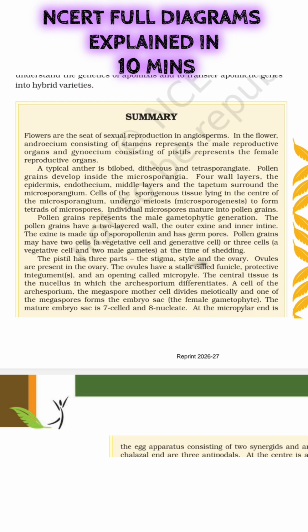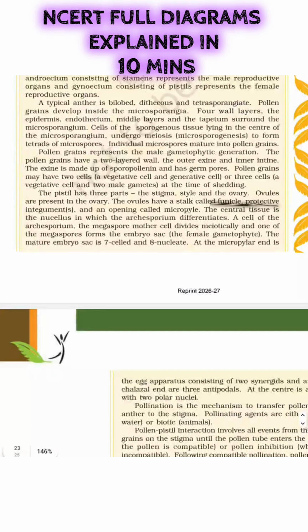The pistil has 3 parts: stigma, style, ovary. Ovules are present in the ovary. Now ovule have a stalk called as funicle, a protective integuments are there, and you have an opening which is called as micropyle. The central tissue is the nucellus, in which the archisporium differentiates. A cell of archisporium, megaspore mother cell, divides meiotically, and one of the megaspores form the embryo sac or the female gametophyte. The mature embryo sac is 7-celled and 8 nucleate, very important.